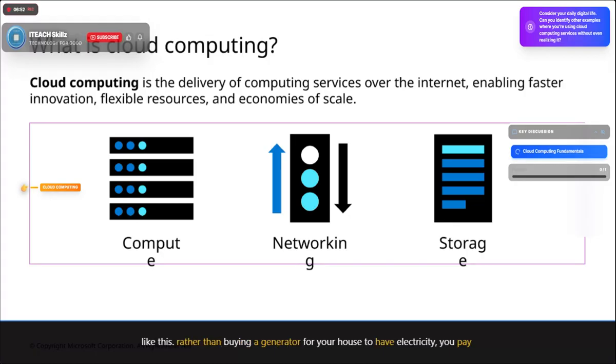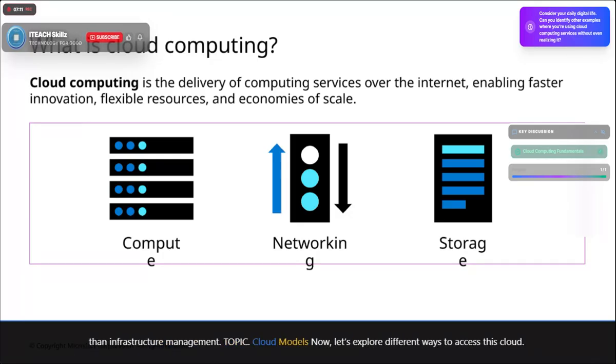Rather than buying a generator for your house to have electricity, you pay an electric company. Likewise, rather than hosting that movie on your laptop, you access it as a service provided by cloud computing. This shift allows for faster innovation because businesses can spend more time building and maintaining innovation rather than managing infrastructure, and focus on their core business instead.